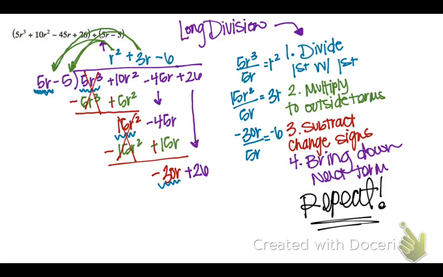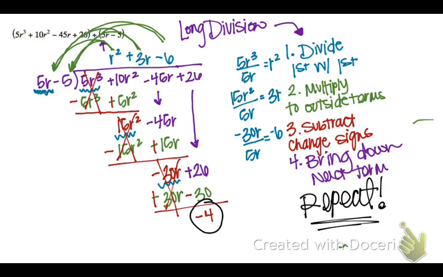And then we multiply. So we multiply to these outside terms. Negative 6 times 5r is negative 30r. Negative 6 times negative 5 is positive 30. Subtract, change the signs. That becomes a plus, that becomes a minus. These cancel. 26 minus 30 is negative 4. Whatever we're left with here, there's nothing left to bring down, so this is our remainder.